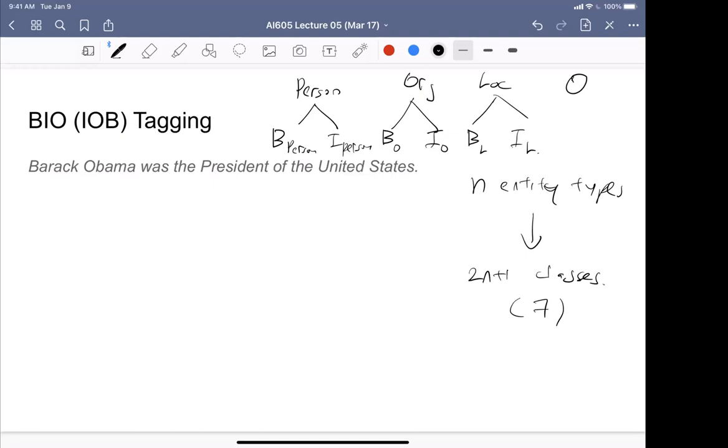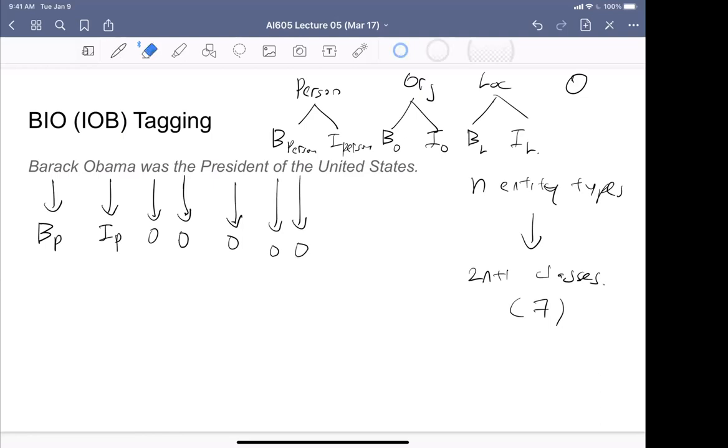So here, Barack is an entity and a person entity, and it's the beginning of the Barack Obama entity. So this will be B-PER. And Obama is also a person entity, but it's not the beginning. So this will be I-PER. And was will be O, right? It's not anything. The is also O. President is also O. Of is O. The is O. United States is a location. And United will be the first word. So this will be B of location. And States will be I of location. And the period, if we have a good tokenizer to separate this from United States, will be O.